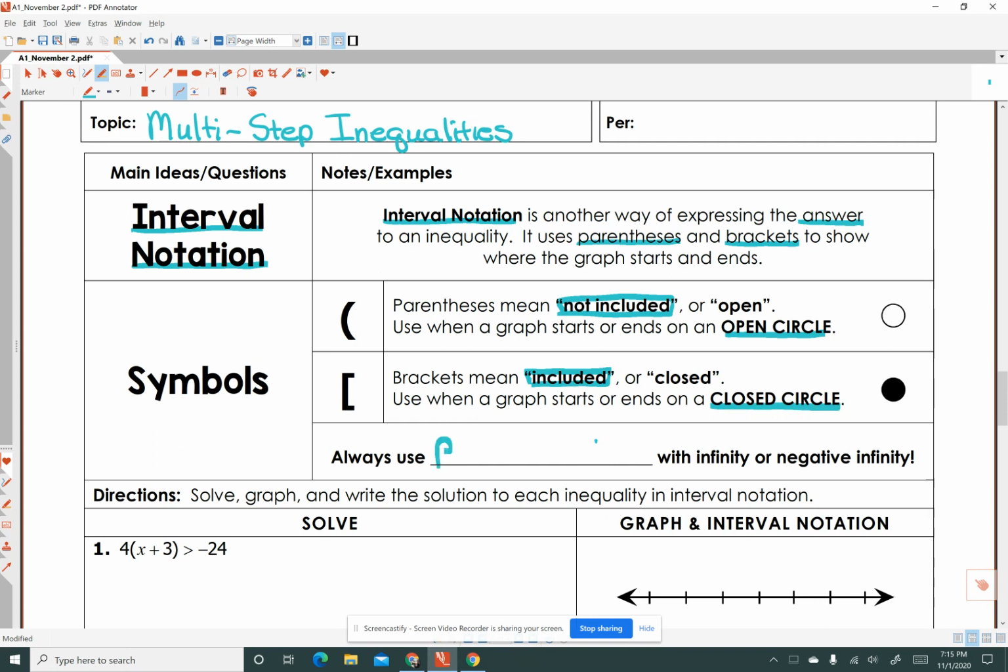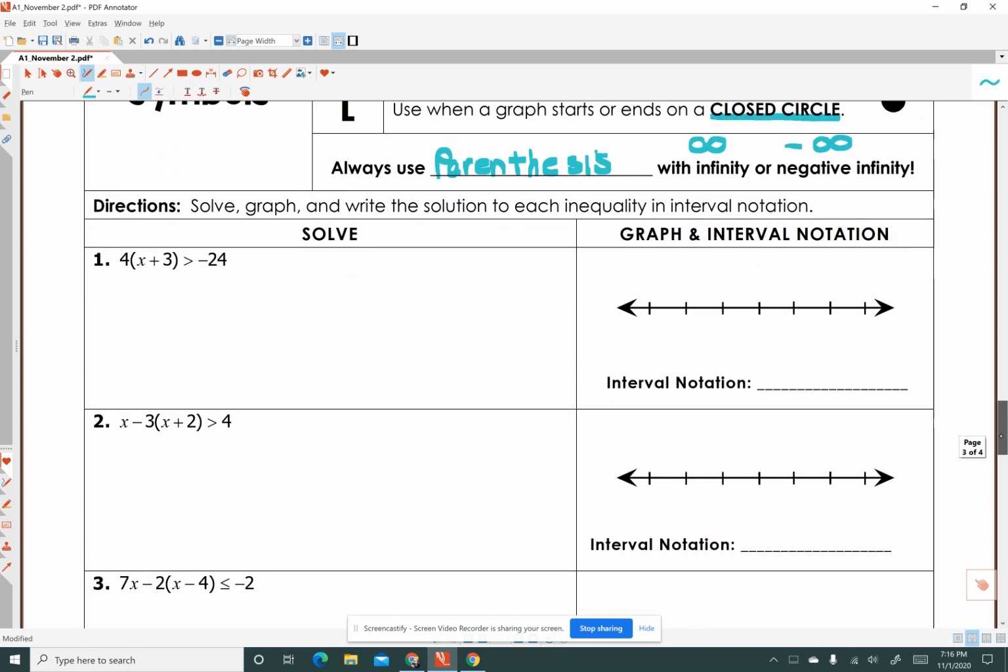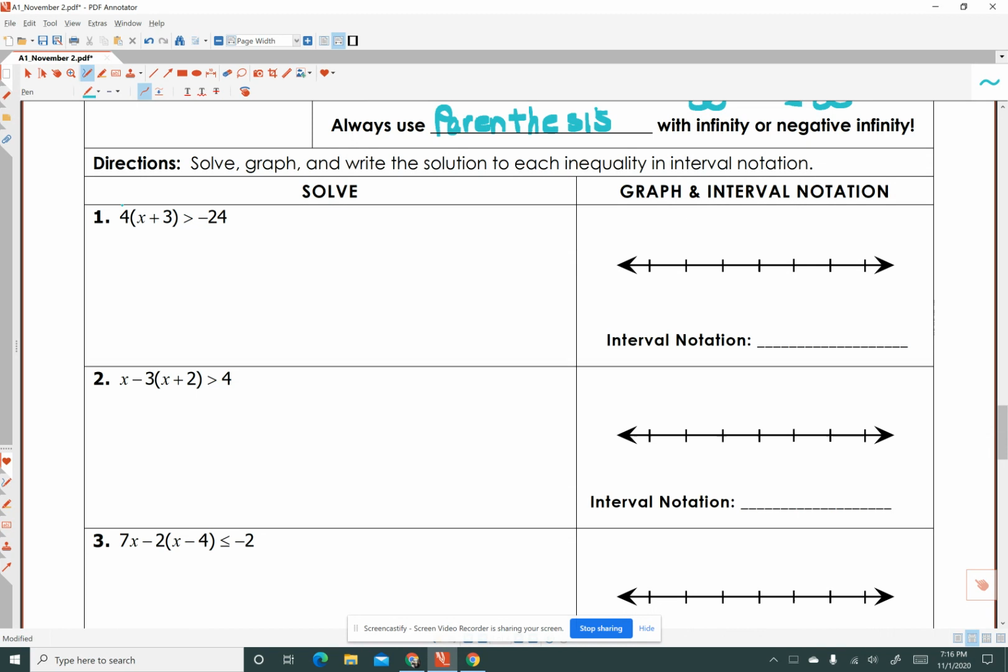Always use parentheses with infinity or negative infinity. So let's solve a few problems. Remember, we do distribute with inequalities. If we are dividing or multiplying by a negative number, we will need to flip the inequality. So watch for flippers.